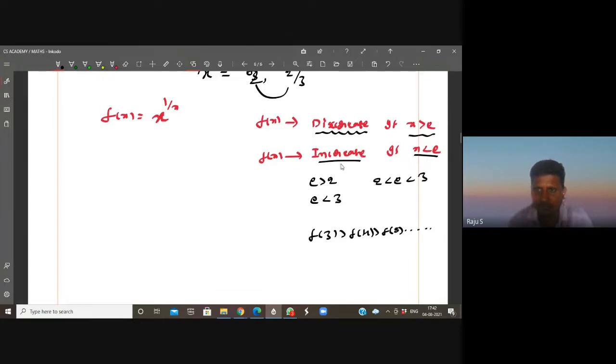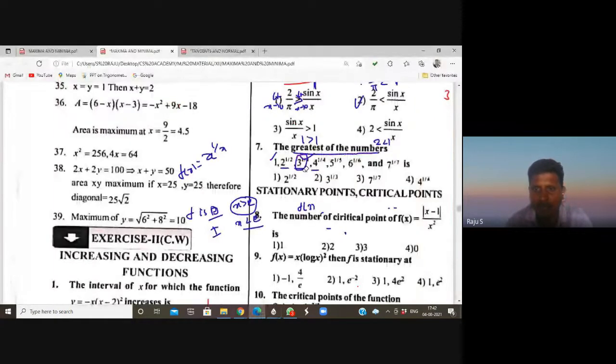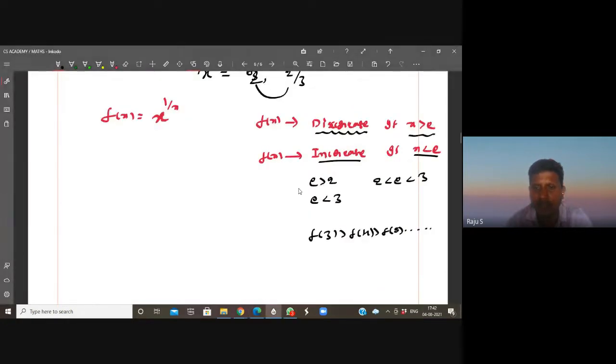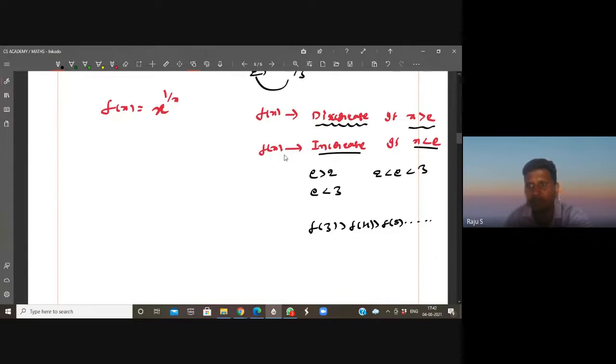Okay. So otherwise, you can know that among all these values, f of 3, which is 3 power 1 by 3, will be the highest value. Otherwise, to check that, what shall we do here? Differentiate. To differentiate, take log on both sides, and we get 1 by x.